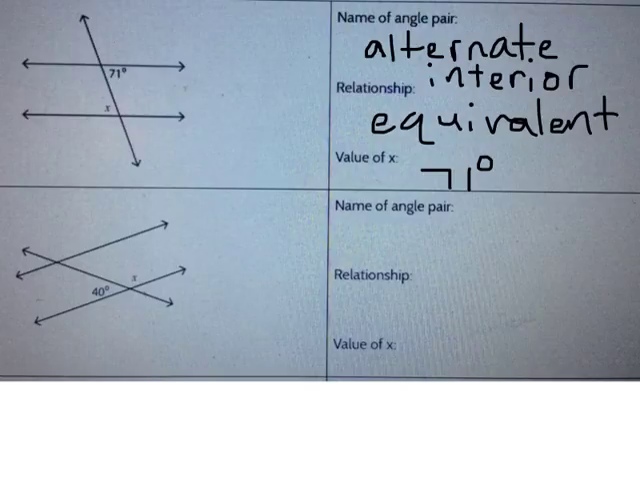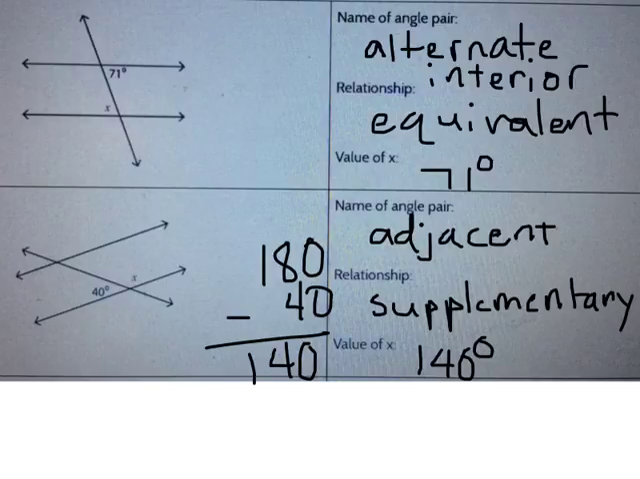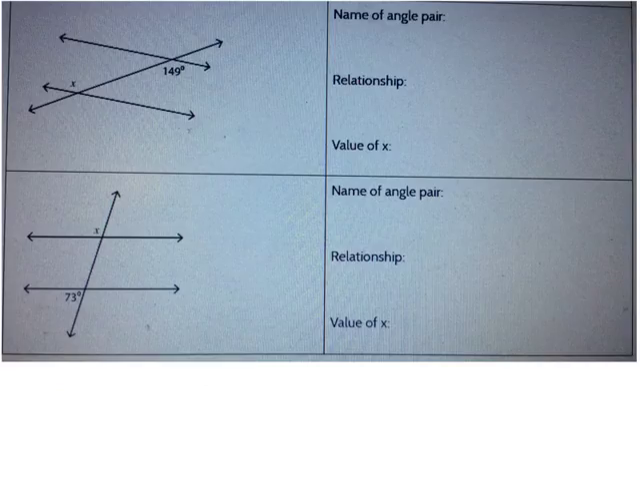Let's look at the next example. What's the relationship between 40 degrees and x? These are adjacent angles. They're right next to one another. What's the relationship between adjacent angles? Adjacent angles are supplementary because they're on the same line. What's the value of x? X is 140 degrees.